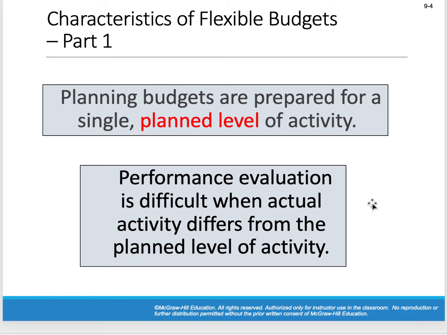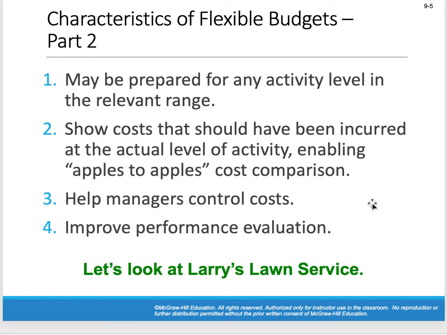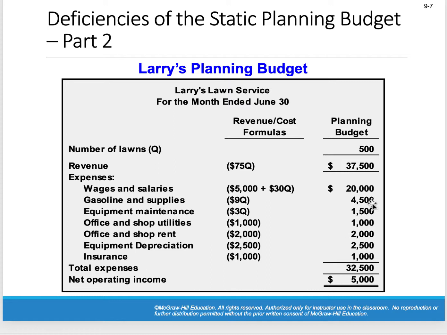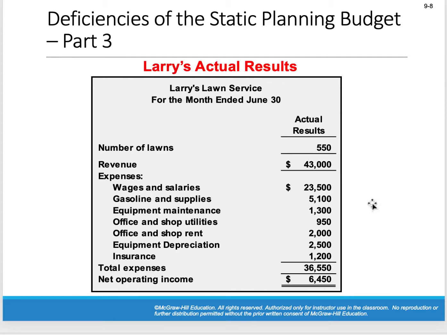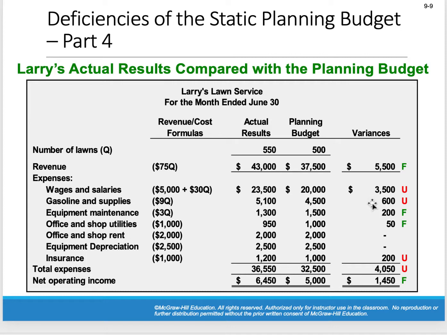right? And we cannot get a good gauge on how well costs were managed, okay? Remember, the planning budget, we have those cost and revenue formulas, and we just plug and chug based on the quantity. We take our actual results and we put them next to each other, okay? So if we're trying to calculate variance, how do we calculate variance? Actual results versus the planning budget. That's variance, okay?